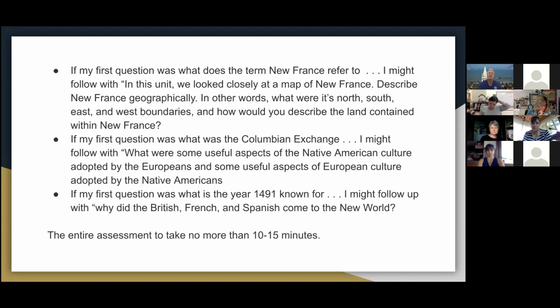When it comes to the Columbian Exchange, they might have said to me, look, the Columbian Exchange was what Europeans brought over here, what they found over here and went back to Europe, as well as what Europeans brought to Africa, and from Africa went back up to Europe, triangular, if you will. I might follow with, well, then what were some of the useful aspects of Native American culture adopted by the Europeans, and some of the useful aspects of European culture?